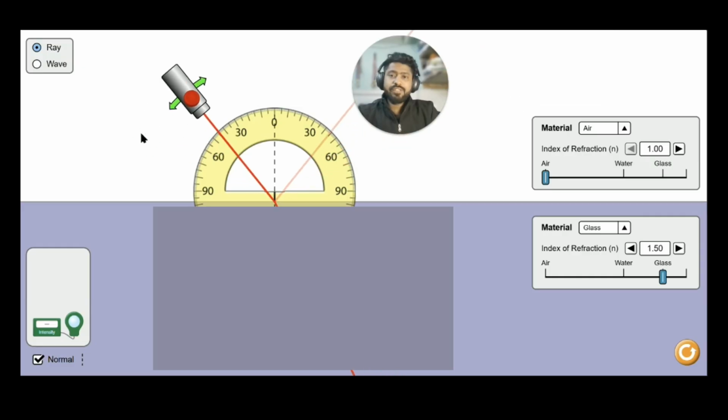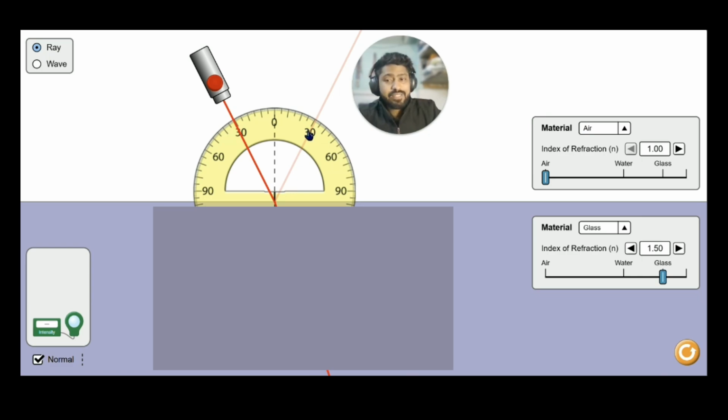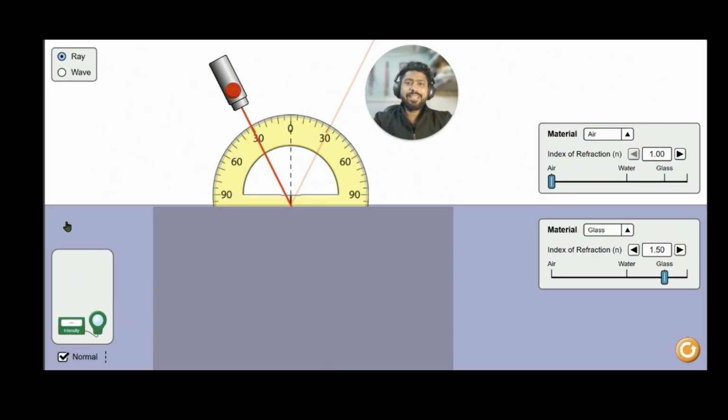Fine. If your incident angle is 30 degrees, then the reflected angle is, in this case, 30 degrees again. So this proves that the angle of incidence is equal to the angle of reflection all the time. And this is how the physics works. Thank you so much for listening to me, and let's see you in the next class.